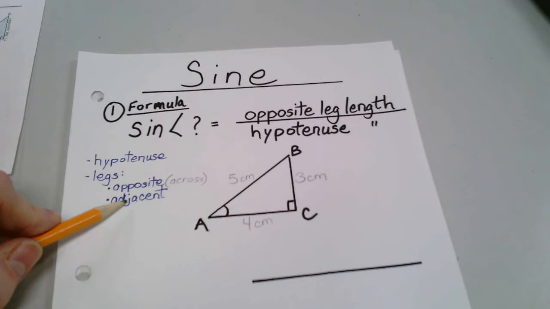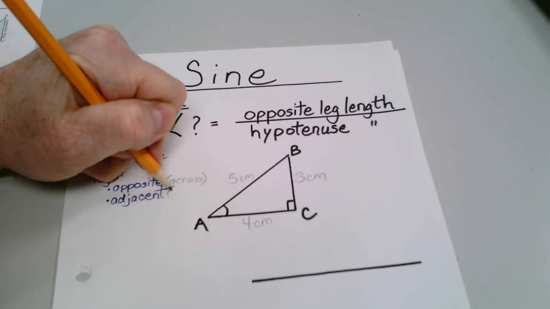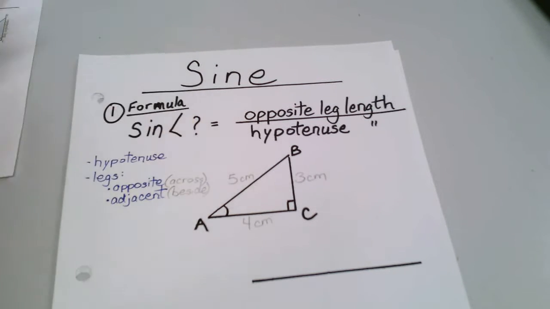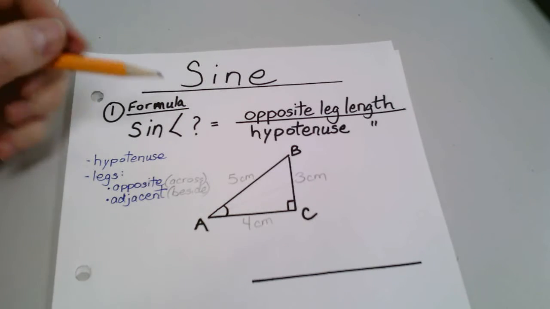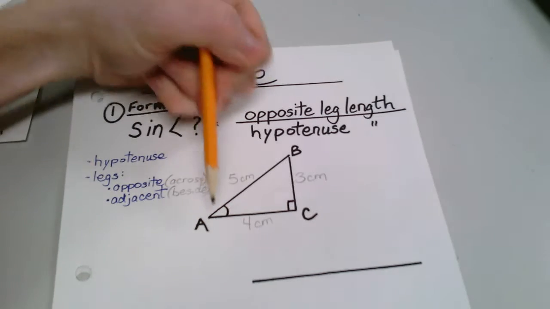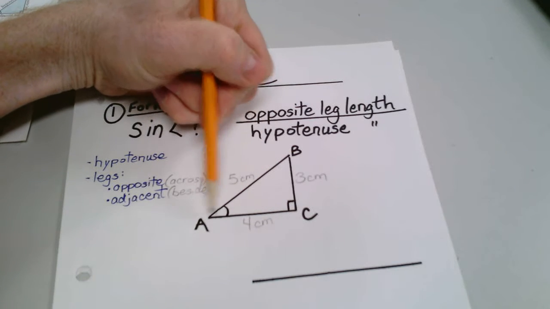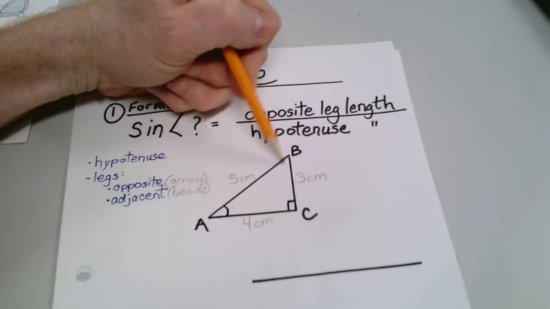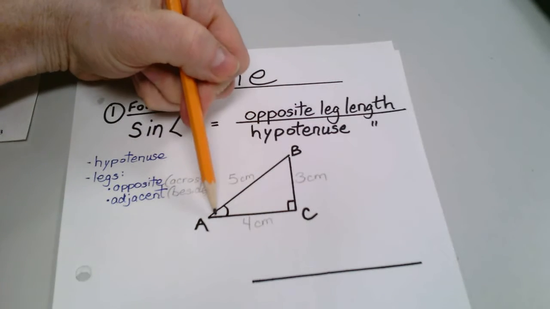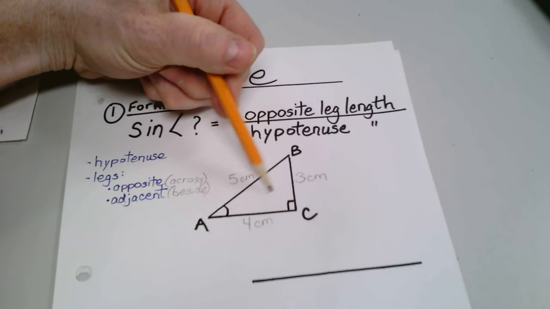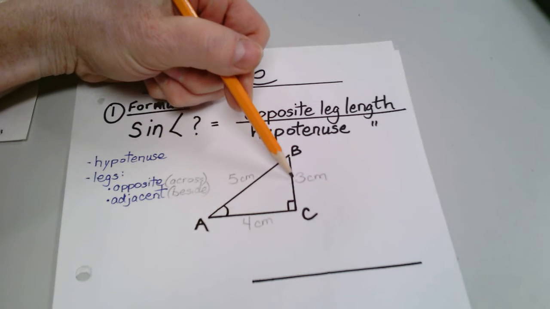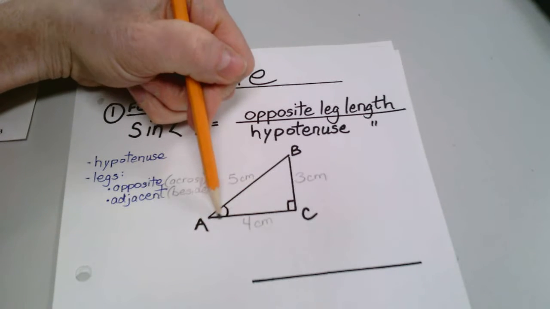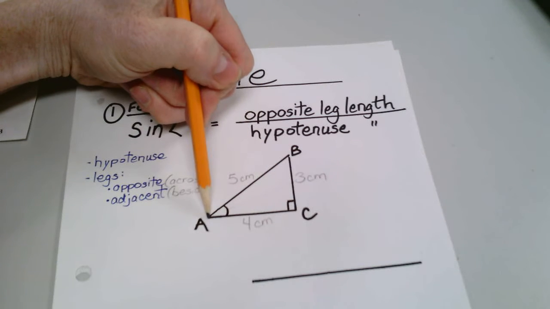This term adjacent, think of beside or next to. So for angle A, the adjacent leg would be this one right here. It's right next to the A. And it can't be this one because we know that's the hypotenuse. Okay? So once again, for angle A, the side that's right across is called the opposite leg. The one right beside it is called the adjacent leg.